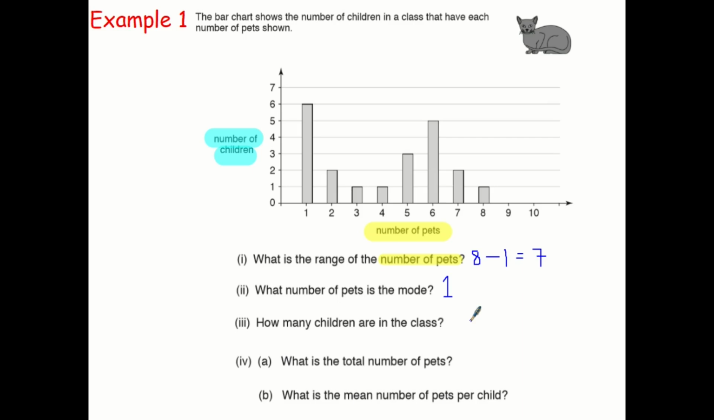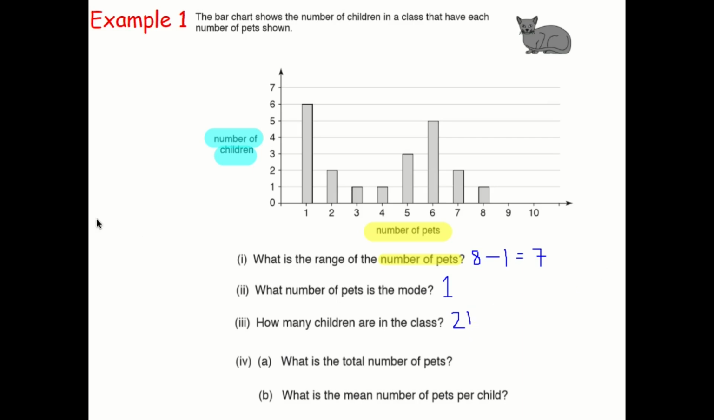Part 3. How many children are in the class? So now we're going to look at this axis, number of children. So I've got 6 children here, 2 children here, 1 child here, because I'm reading off this axis, 1 child here who has 4 pets, 3 children here, 5 children here, 2 children here and 1 child there. And that adds up to 21 children.